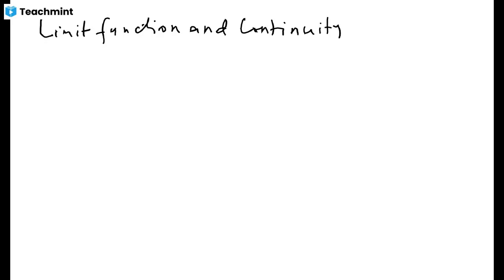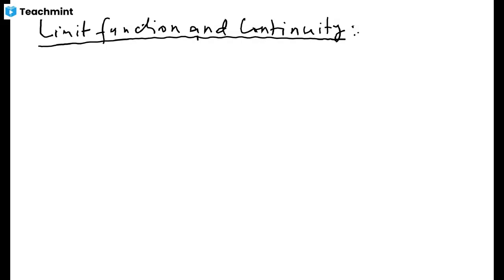Let us continue. And the first thing that we have to talk about is the limit function and continuity. We have to look at the relation of a limit function of a sequence or a series of continuous functions, and whether that continuity is passed on to the limit function or not.